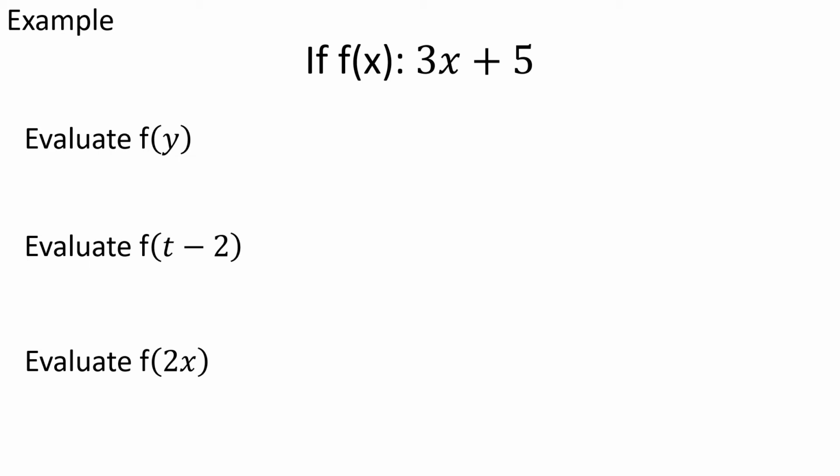So our function here is f, our input is x, and our output is 3x plus 5. So evaluate when our input is y. This time, whenever we see an x, we need to just substitute in a y. So f of y would just be 3y plus 5. Done, finished.